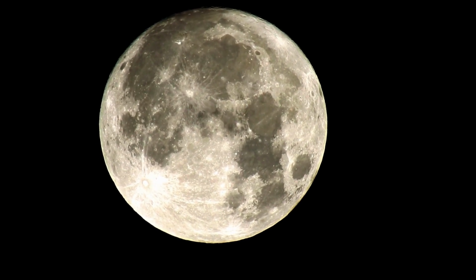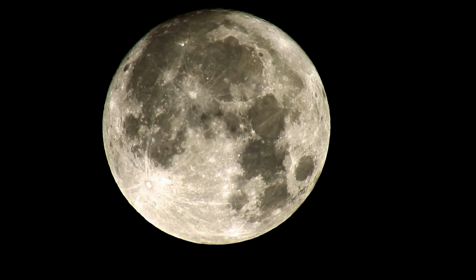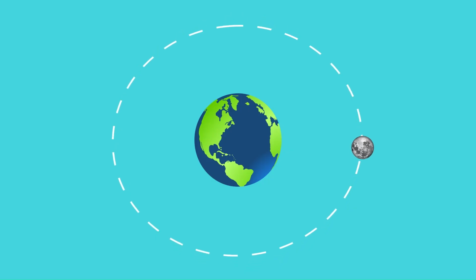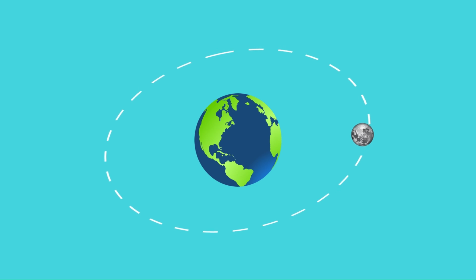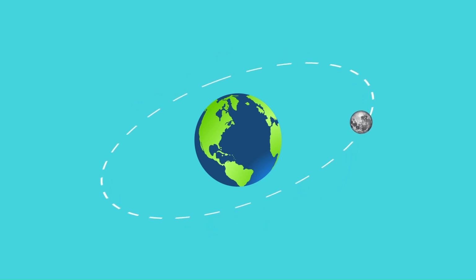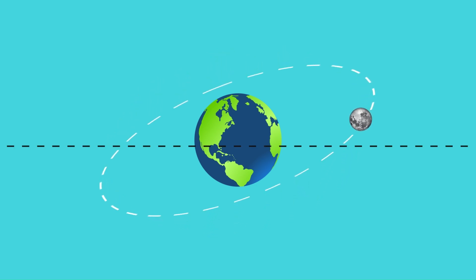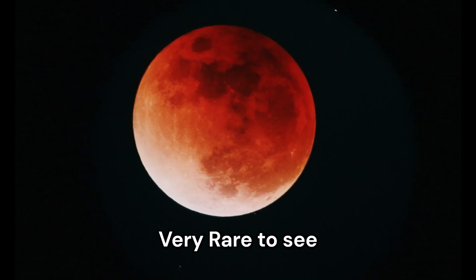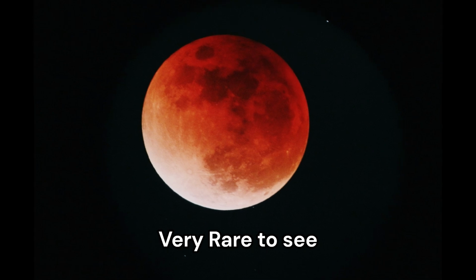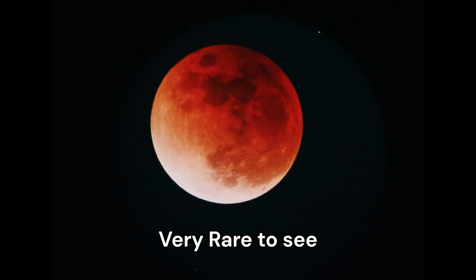You might be wondering why we don't have lunar eclipses every full moon. This is because the Moon's orbit is tilted relative to Earth's orbit around the Sun. They don't always align perfectly for a lunar eclipse to happen. Even among the lunar eclipses, it is rare to see the total lunar eclipse or the blood moon.